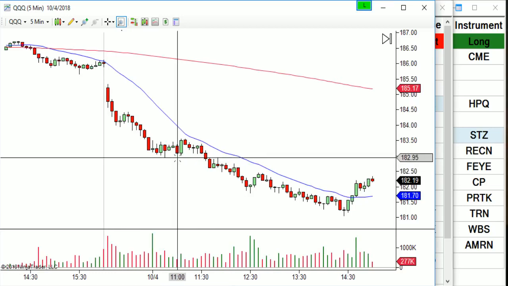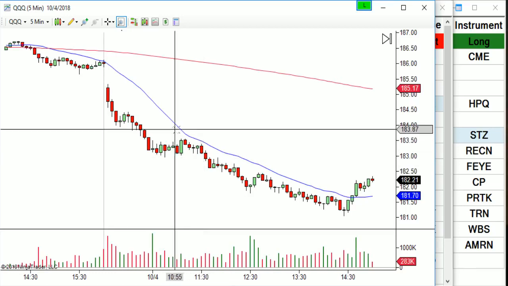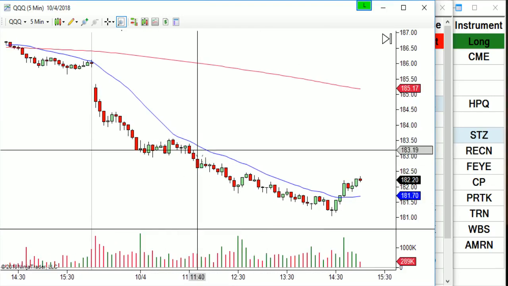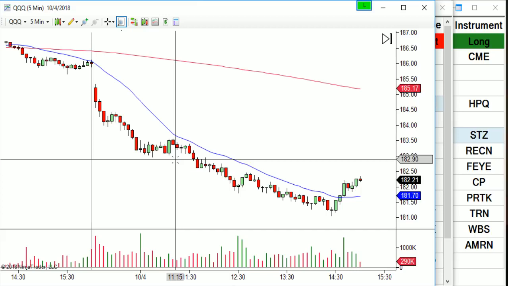But I didn't know what was going to happen in the market, but once we got this trend day signal, that was strong confirmation that we were going to trend lower. And we were able to take advantage of that today with the Qs.